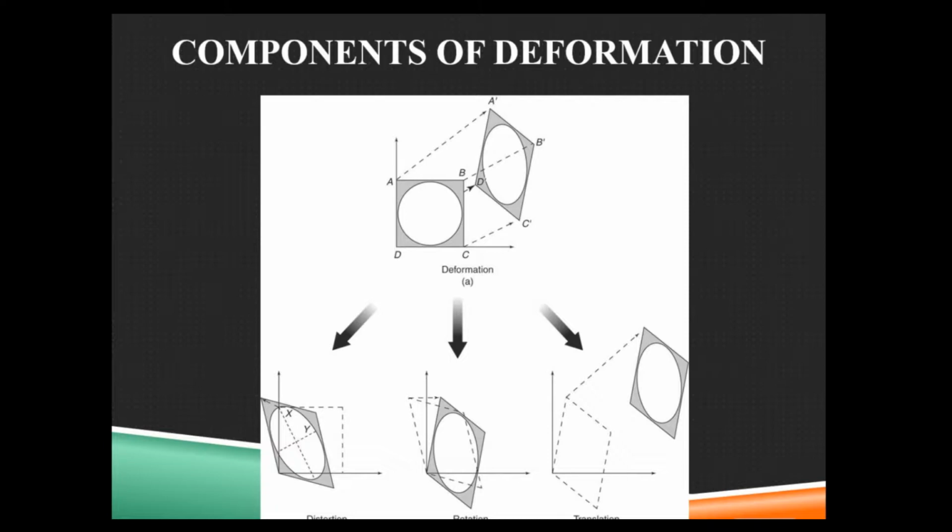So we can have total deformation shown at the top, where we had that square with a circle, and it ends up as a parallelogram with an elliptical type shape in it. Now, how did that happen? Well, we can break it into the three parts. There was some distortion, there was some rotation, and there was some translation. And they could have been happening simultaneously, or they could have happened one after the other after the other.